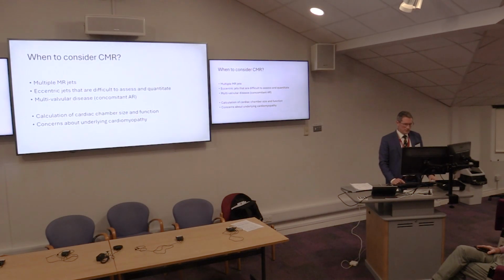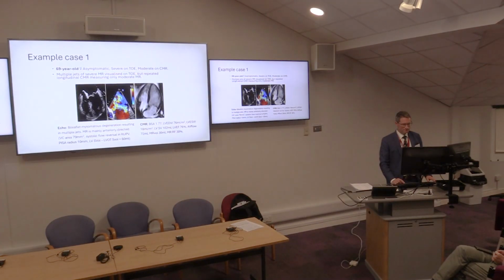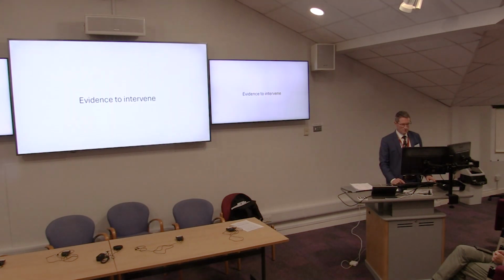So I've covered this already. When to consider MR? If you've got multiple MR jets, adding them all together is very difficult on echo. But if you can just look at forward flow stroke volume on an MRI, that gives you a very helpful overall view. And again, chamber size and function. I'm going to skip through these, but these were a couple of examples where discrepancies between echo and CMR were helpful, but I want to get on to evidence to intervene because I'm conscious of time.